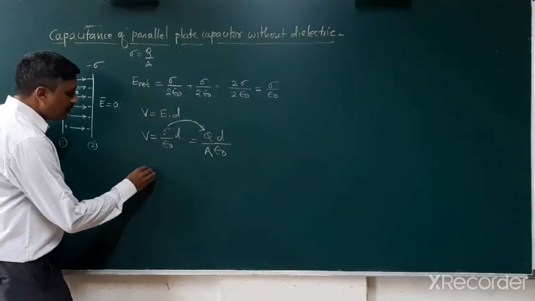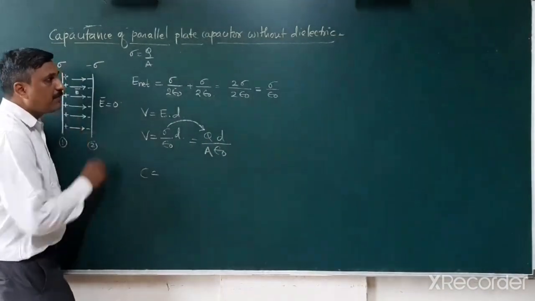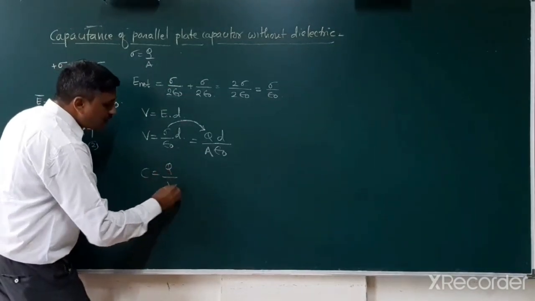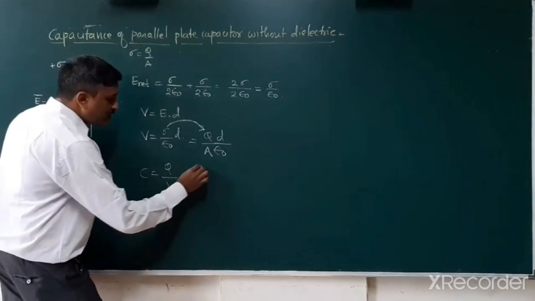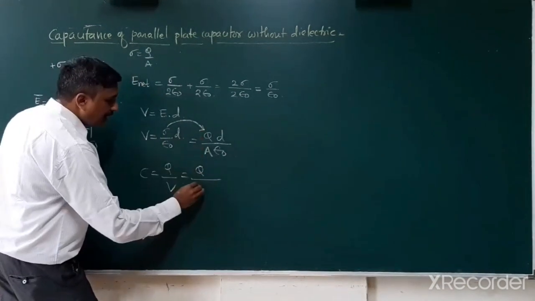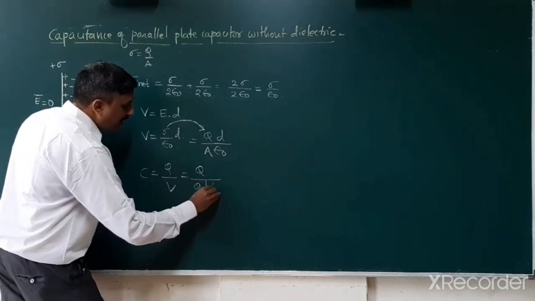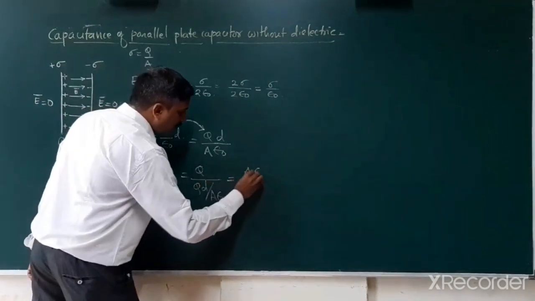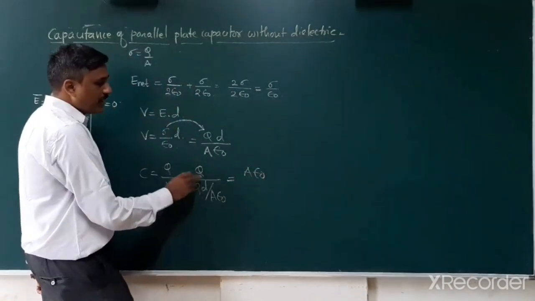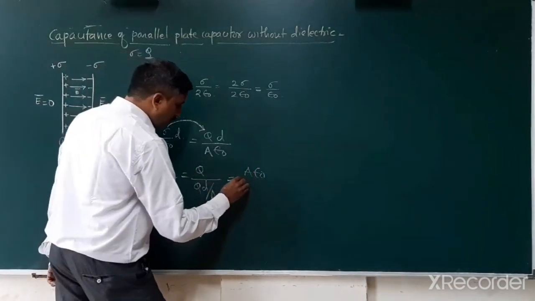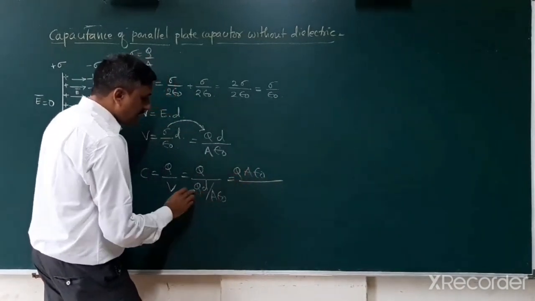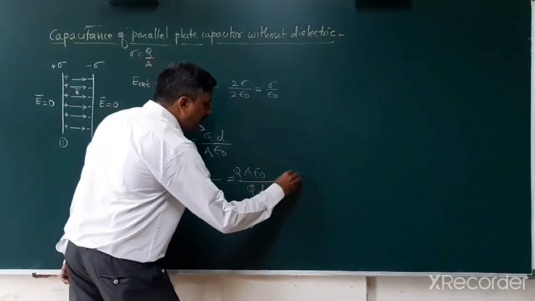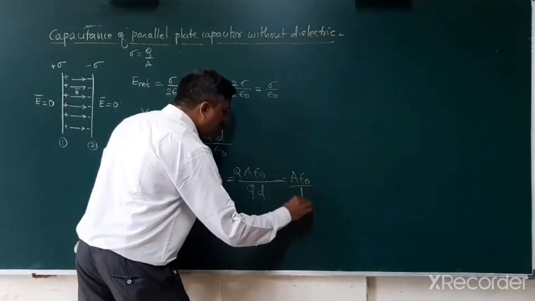Now the capacitance of this parallel plate capacitor without dielectric is given by a very simple formula, C equals Q by V. So I am writing Q as it is, and instead of V I am writing QD divided by A epsilon 0. The numerator becomes A epsilon 0, and Q already exists there, divided by QD. Here Q gets cancelled and we get A epsilon 0 divided by D.